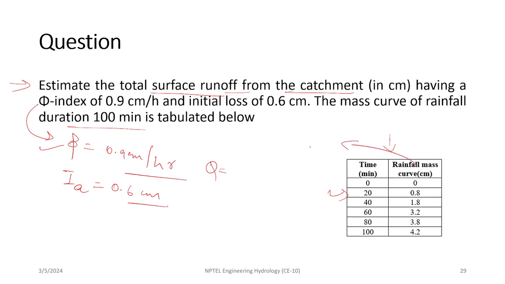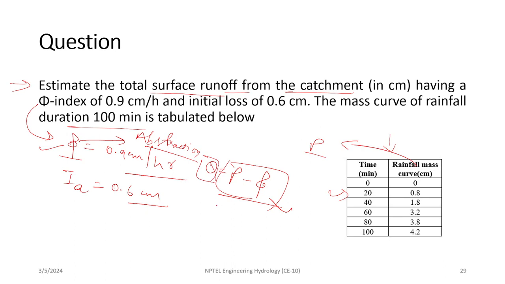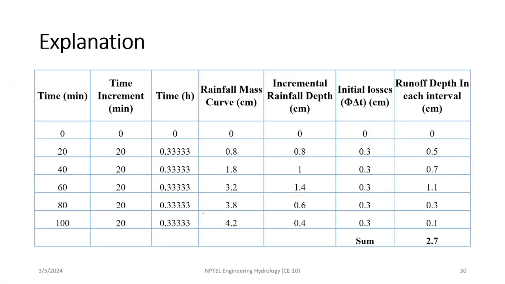We have been provided with the total rainfall also. For time being, assume that P is total rainfall. We also know the abstractions, continuous abstraction, which is in terms of phi. So if we subtract the phi index from total rainfall, we could get total surface runoff. Am I right? Okay. Now see this table.